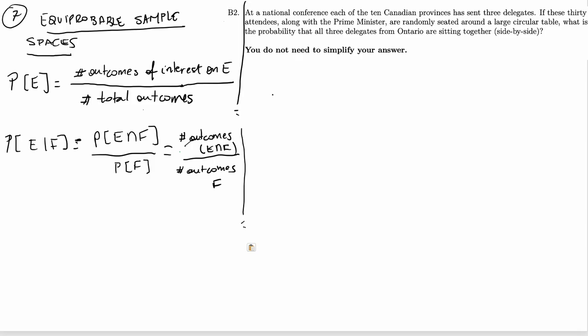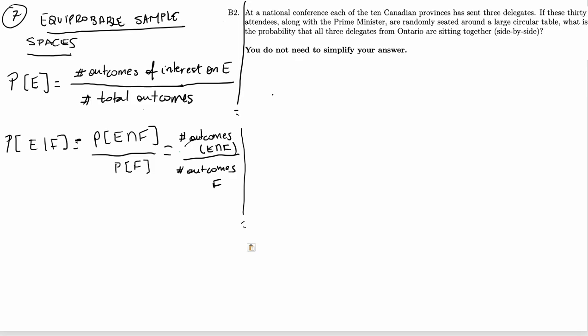Okay, so here's the other exercise. This is midterm 2 2024, the open question of 2024. At a national conference, each of the 10 Canadian provinces has sent 3 delegates. If these 30 attendees, along with the Prime Minister, are randomly seated around a large circular table, what is the probability that all the 3 delegates from Ontario are sitting together side by side?